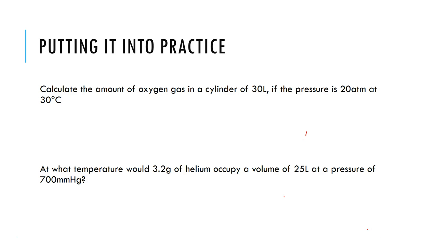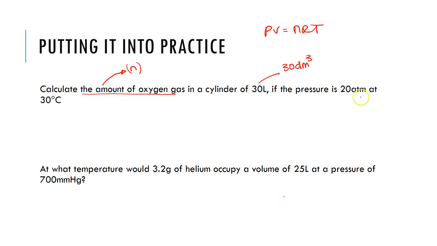So let's have a look at some questions using PV equals nRT. For these ones, we are not having an initial and a final. We've got a single situation and we need to work out what's happening with our gas. Let's see what values the question is giving us. We are asked to calculate the amount of oxygen gas, and anytime we've got amount, that's going to be N, in a cylinder of 30 litres. For us, that's 30 decimeters cubed.